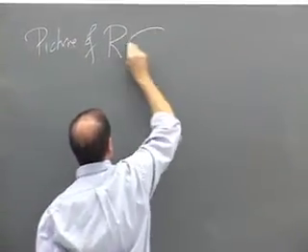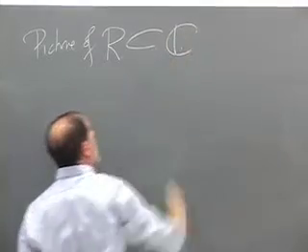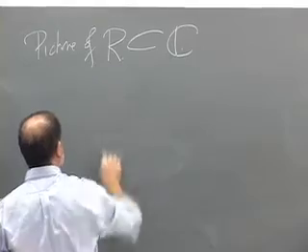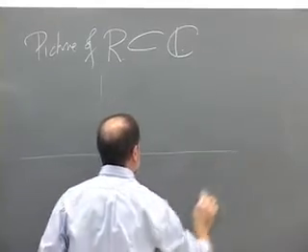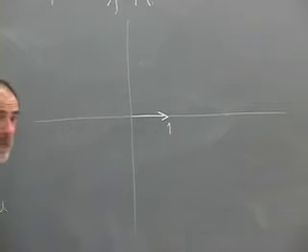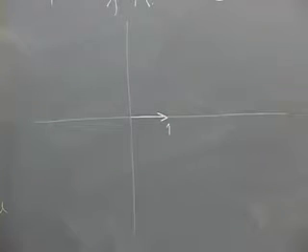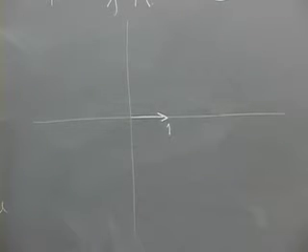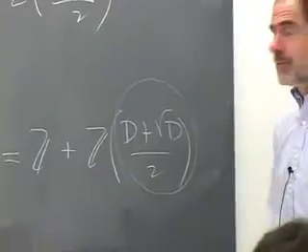We draw a picture of R inside of the complex numbers. And we draw it like this. The first thing we draw is the element 1. That's certainly in R. And then we draw the complex number, which is the other generator of R, namely this, d plus root d over 2.